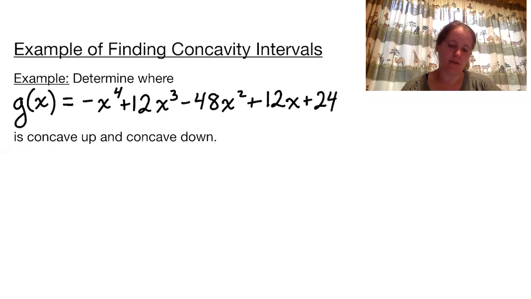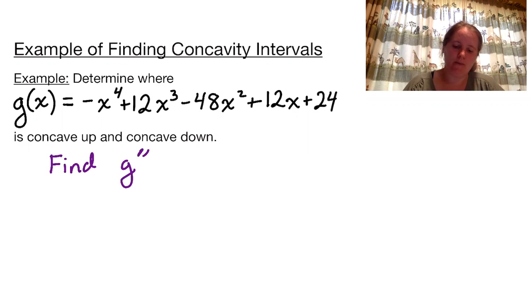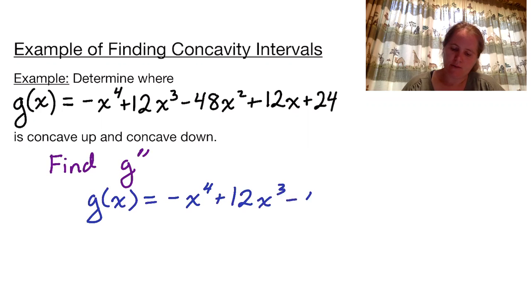So again, the very first thing we need to do is find that second derivative. So we need to find g double prime. So again, g of x is negative x to the fourth plus 12x cubed minus 48x squared plus 12x plus 24.